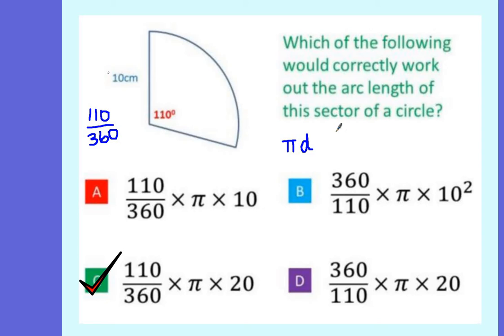I know my radius is 10, so my diameter is 20. So my circumference of my entire circle would be 20 pi. However, I've only got this fraction of the circle. So the calculation I'd need to do is that fraction, 110 over 360, times by pi times by 20, so the correct answer is C.